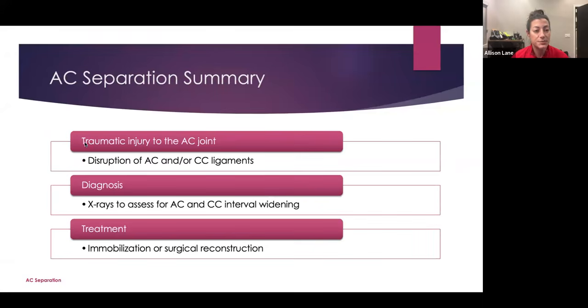So summary of AC separation: traumatic injury to the AC joint, disruption of AC and potentially CC ligaments. Your diagnosis is going to be based on x-rays, looking at the AC and CC interval widening, and your treatment is going to be immobilization with early range of motion and then potential surgical reconstruction.